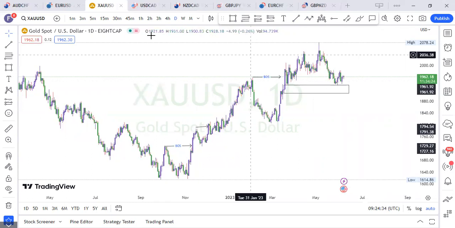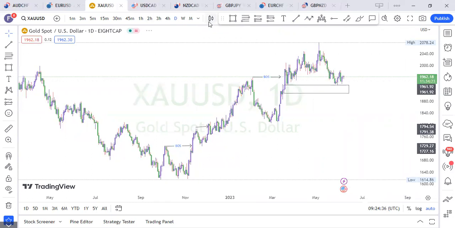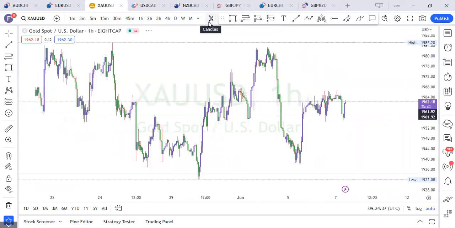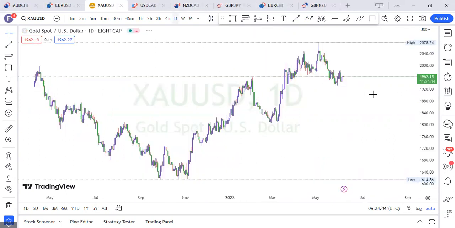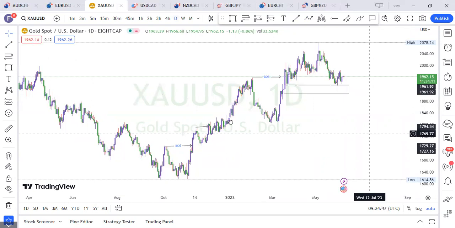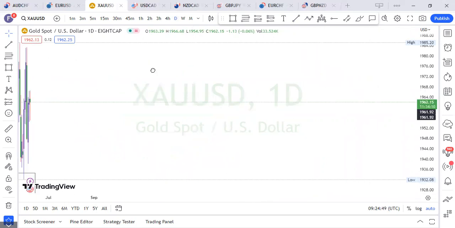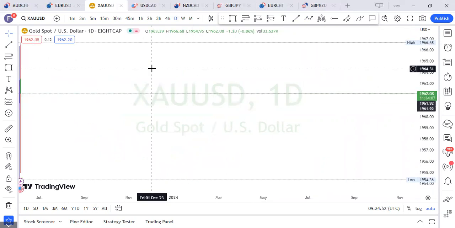If we go to the lower time frame now, 1 hour. Now let me not go, I'll confuse you. So now we are done with break of structure. So what do you understand by break of structure?